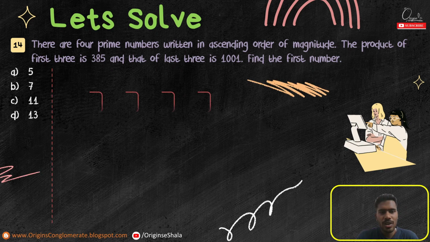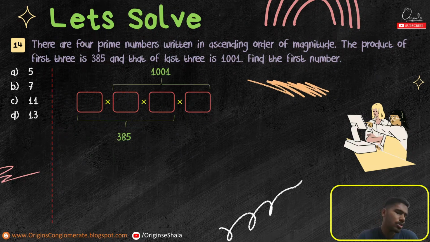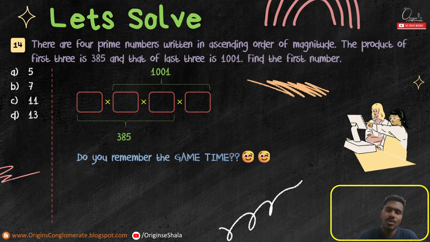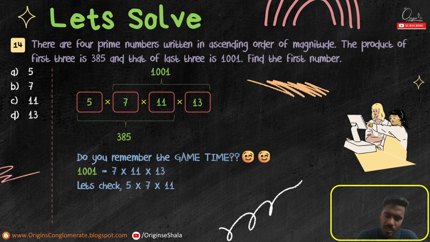So I need to find 4 such prime numbers in ascending order such that the first 3, their multiplication will give me 385 and the last 3 will give 1001. Now, if you remember the game time from the last sessions, I'm sure you already know the answer. It is going to be 1001 equal to 7 into 11 into 13, and 385 will be 5 into 7 into 11. This is because you have seen the past lectures, but how would I logically approach this if I didn't know this? Just in case.